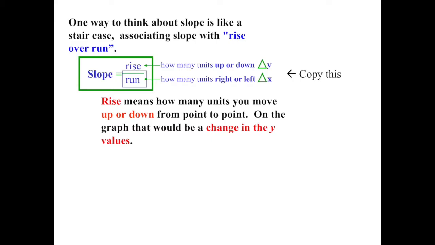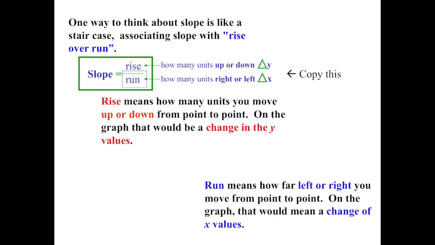Rise means how many units you move up or down from point to point. On the graph, that would be a change in the y values. Run means how far left or right you move from point to point. On the graph, that would mean a change of x values.